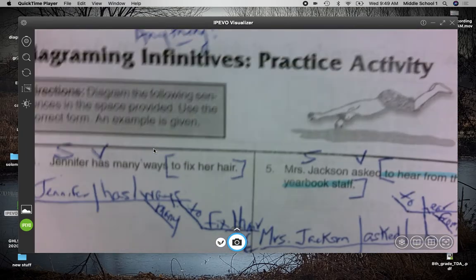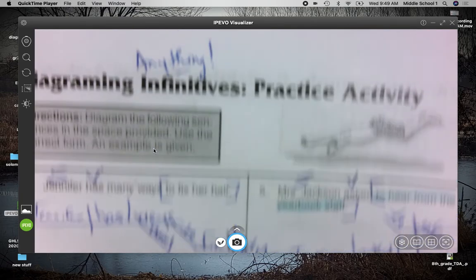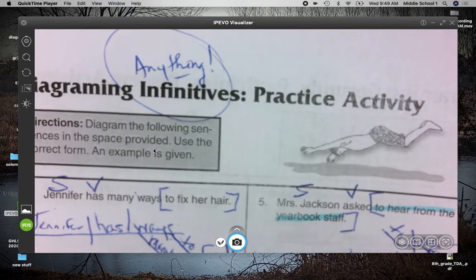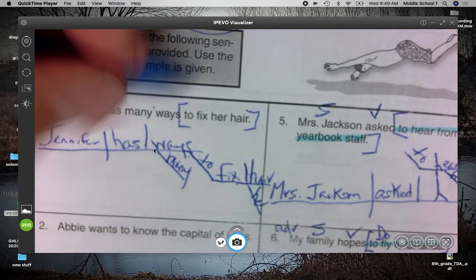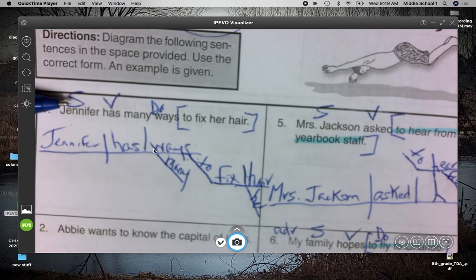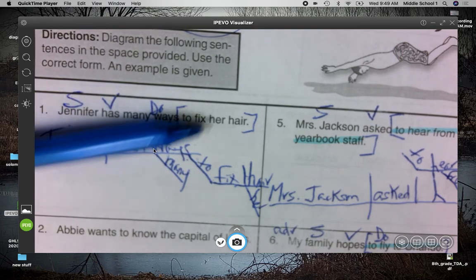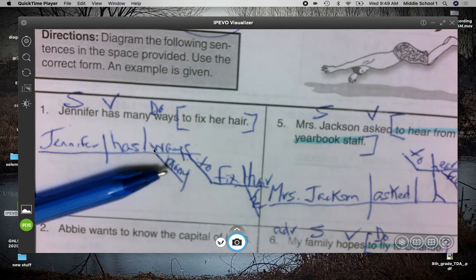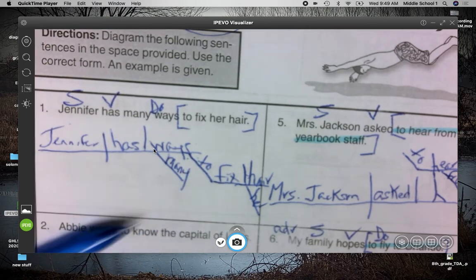The most common examples are subjects and direct objects. However, my infinitives can be anything. And so I need to be able to pick out my other parts of the sentence. Here I already have a subject, verb, direct object, so there's nothing else it can be. It follows a noun, so like many, it describes ways, what kind of ways to fix hair.